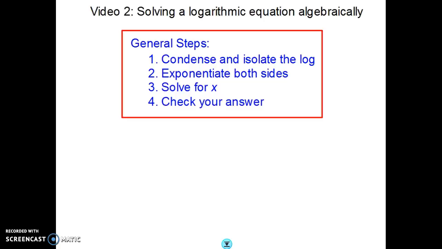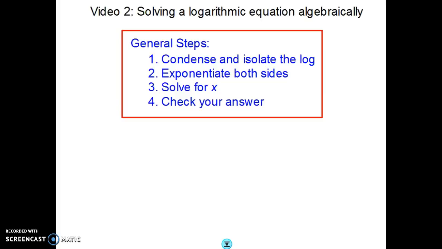In this second video, we're going to be looking at how to solve a logarithmic equation algebraically. The general steps might seem kind of similar to the last video, and that's because they are. Step 1, similarly to last video, we're going to be isolating our logarithmic part of the equation. The only difference this time is we also might have to condense multiple logs down into a single log.